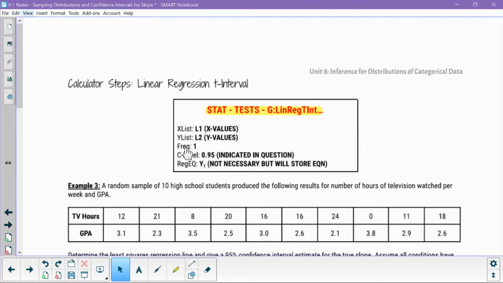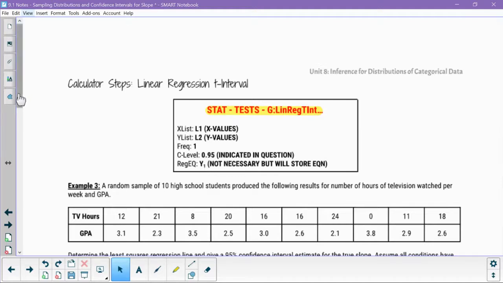Again, coming out of probability, be very careful with frequency. We want it to be 1 in this case. Make sure it doesn't say anything crazy like L2 or L1 or L3. Confidence level is generally indicated in the question. Most typically, it's 0.95. And if for some reason you want to see your linear regression line graphed, we can store it by writing Y1 in this blank. Most of the time, we'll just leave it empty because we really don't have to graph the line once we've found it.